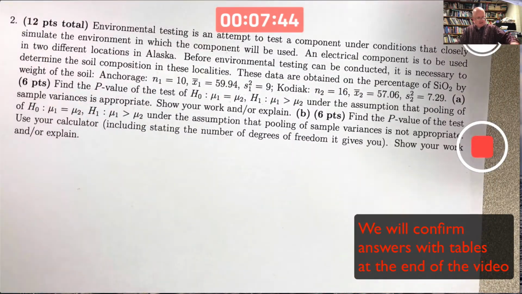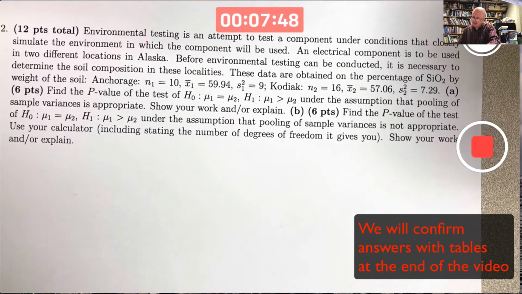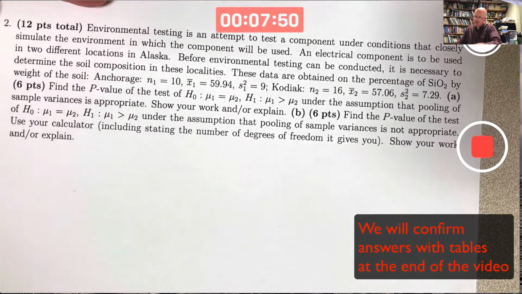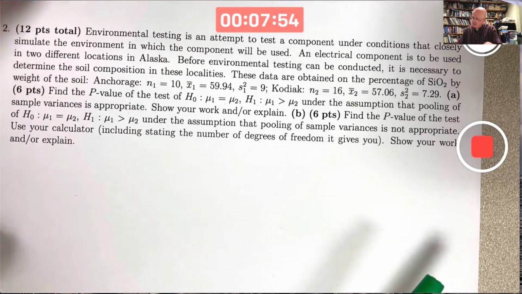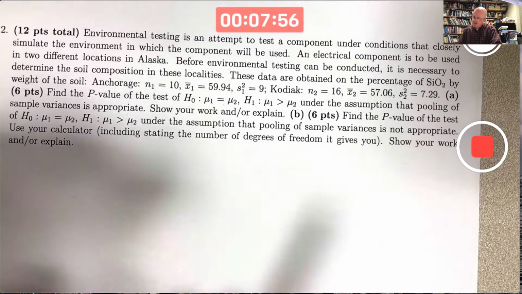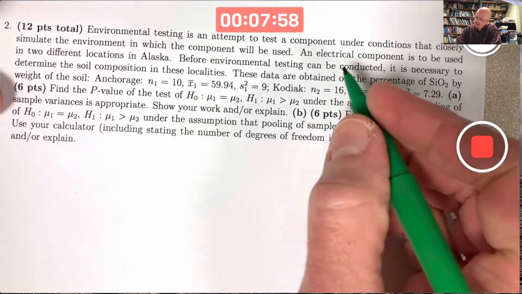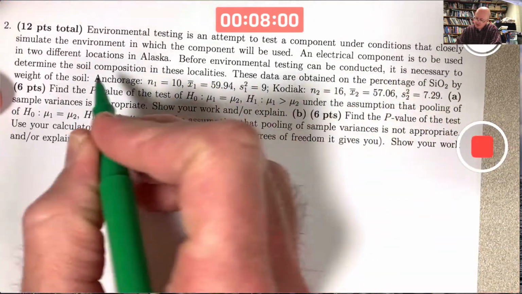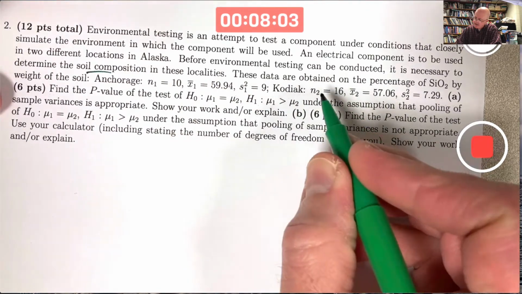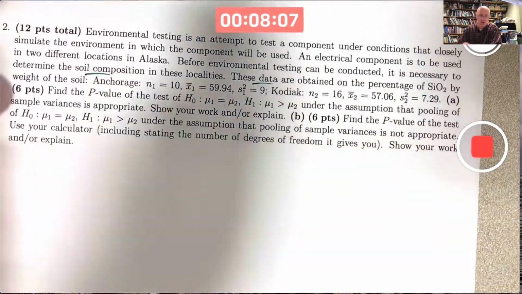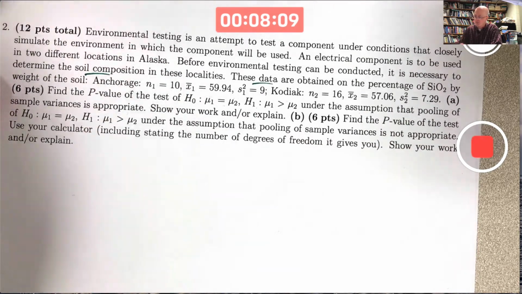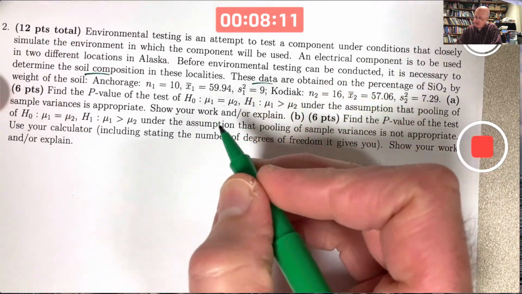Environmental testing is an attempt to test a component under conditions that closely simulate an environment in which the component will be used. So some sort of electrical component here. I guess we're testing in the environment, 2 different locations in Alaska. Before the testing can be conducted, it is necessary to determine soil composition in these localities. These data are obtained, so we're not looking at the raw data again. I could have done that. You could deal with raw data, but we're dealing with summary statistics.